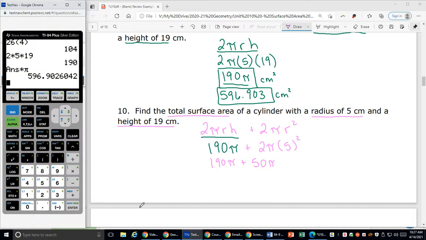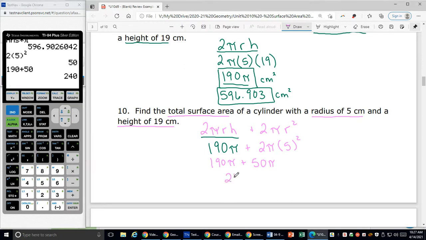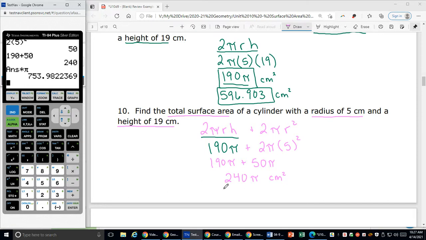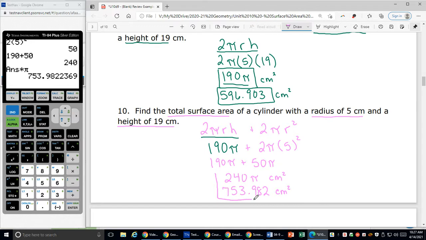Again, you don't have to do that in your head. You can do 2 times 5 squared and get your 50, but I didn't put the pi. 190 plus 50 is 240 pi. Square centimeters. That's my exact answer. Times pi gives me 753.982 square centimeters. There is my approximate answer and my exact answer together.